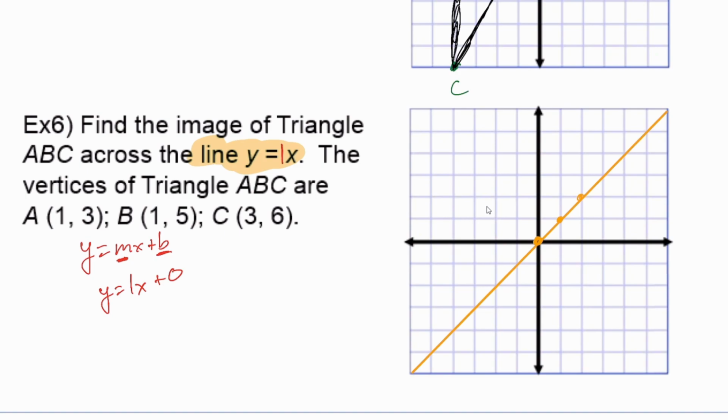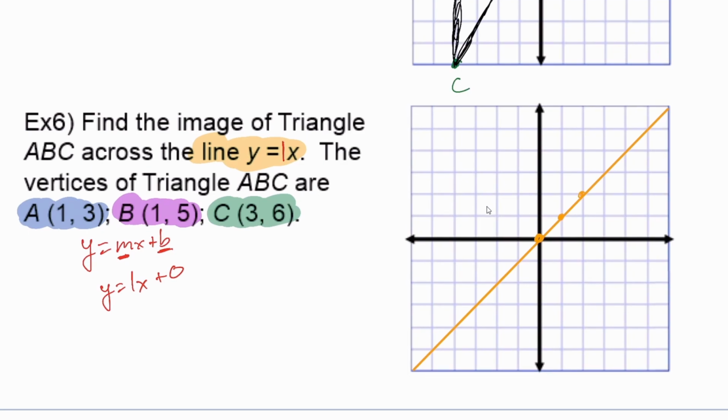All right, let's look at the vertices of our triangle ABC. So we'll use some of our similar colors again. We'll use A in blue. We did B in purple last time. And C we'll do in green. All right, A is at the point (1, 3). So I'm going to go over 1, up 1, 2, 3. So there's A.